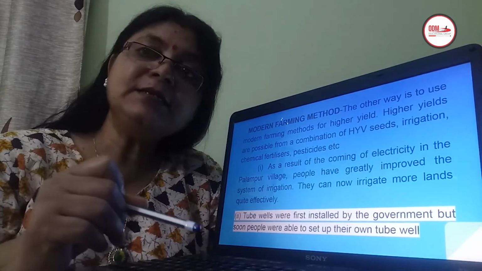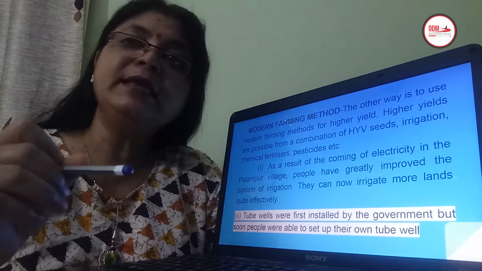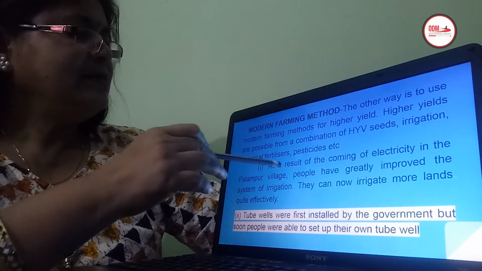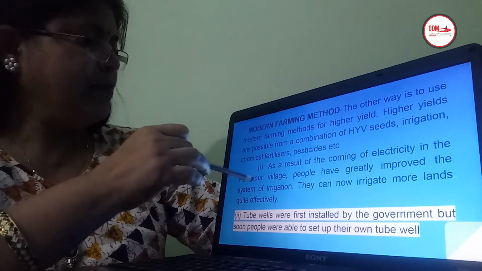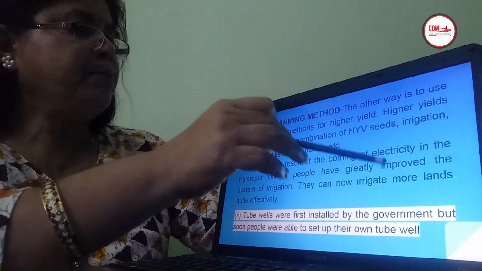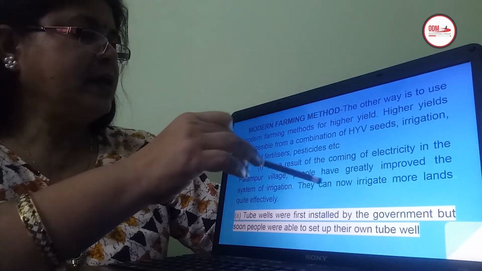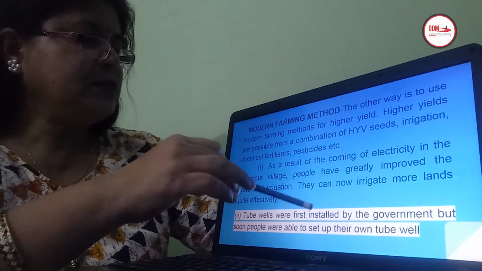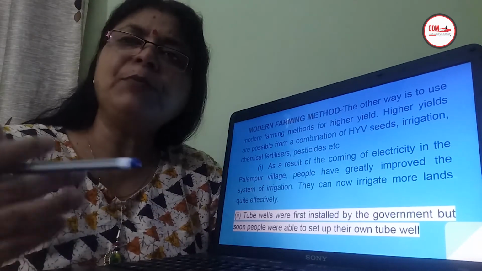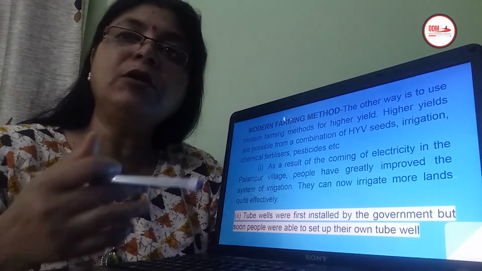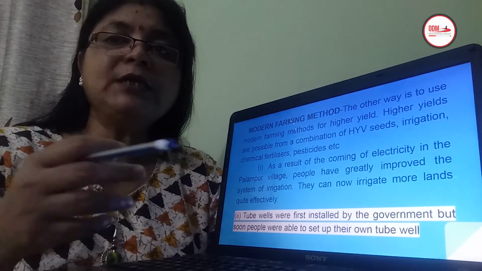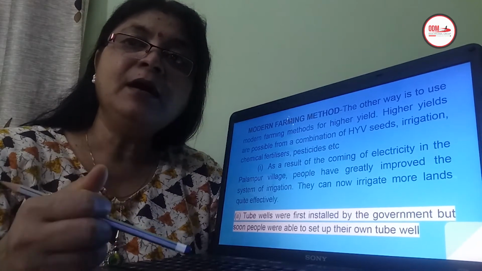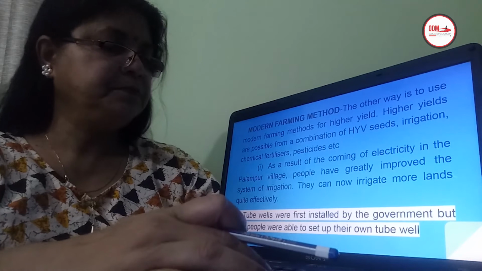Besides, as electricity is there, they are using the modern irrigation system to produce the crops. As a result of the coming of electricity in Palampur village, people have greatly improved the system of irrigation. They can now irrigate more land quite effectively. Tubewells were first installed by the government, and now the Palampur villagers are also installing their own tubewells, which can be fitted with a pump set and easily irrigate the land beside the monsoon season.